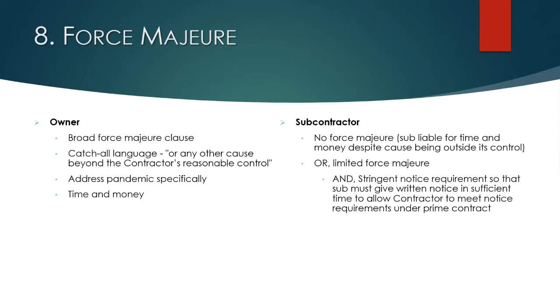On the flip side, with your subs, you don't want a force majeure clause. You want to make your sub liable, responsible for time and money, even for things outside of its control. But if that's not acceptable to your sub, then you would want to provide a very limited force majeure clause. Also, you would want to add stringent notice requirements that require the sub to give written notice in sufficient time that will allow you to turn around and pass that claim on to the owner.